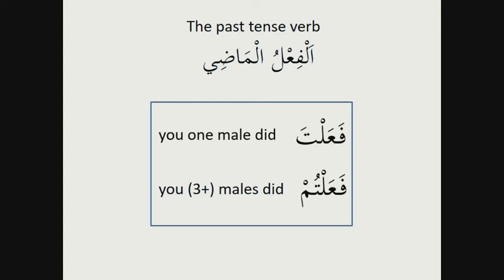One more time. Fa'ala, he did. Fa'alu, they many males did. Fa'alat, she did. Fa'alna, they many females did. Fa'alta, you one male did. Fa'altum, you many males did. And how do you think feminine is going to be? Fa'alti. Right?